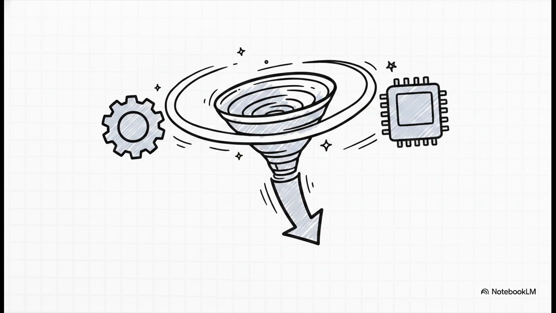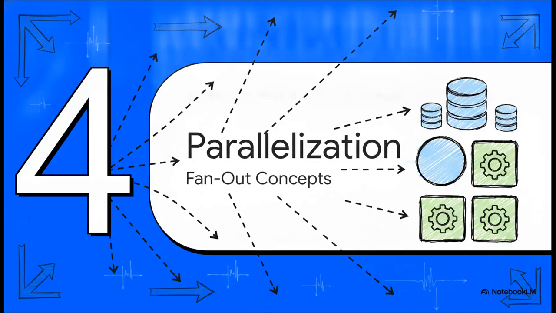Imagine a user logging in. The first node can verify their ID, inject their personalized data right into the state, and immediately route them to a specialized agent. All of that happens in just one line of code. It's incredibly efficient. Okay, let's level up again with section 4, parallelization and fan-out.